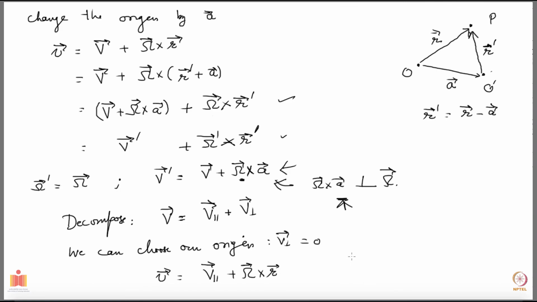So we define the instantaneous axis of rotation of a rigid body. And what is that? That axis is the axis about which the rotation is happening at this moment. And of course, the body may also be translating along that axis. And this axis is called instantaneous axis of rotation. And the most general motion of a rigid body is the motion of a screw.